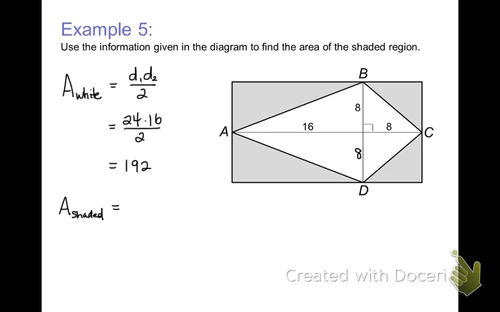Rectangle minus 192. Yep, the rectangle minus the kite will leave me with that shaded stuff. The other way you could do this is to go around and find the areas of the triangles and add them all up. But now that you have the area of the kite, it's easier just to subtract it out of the area of a rectangle, right?